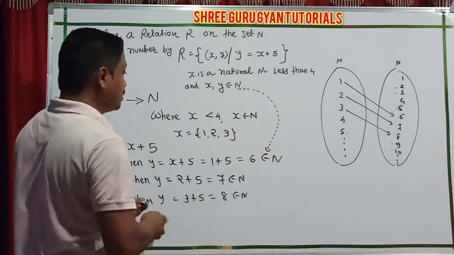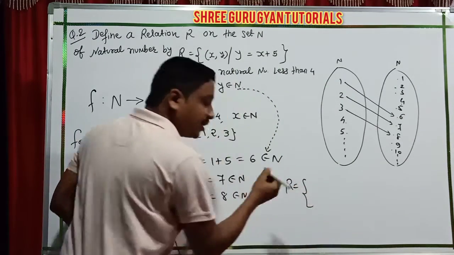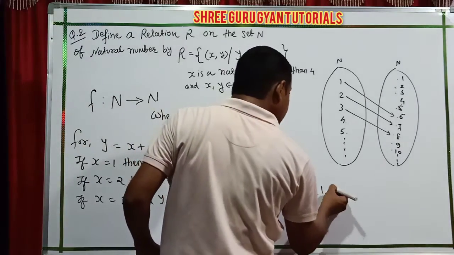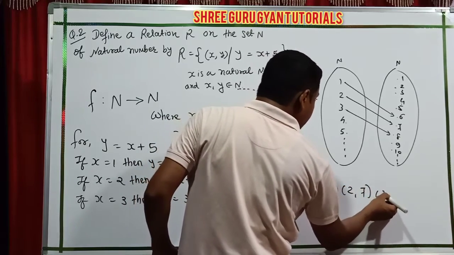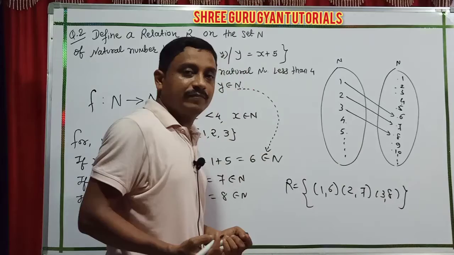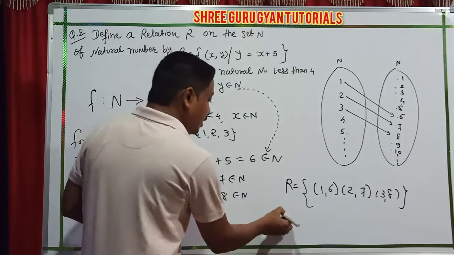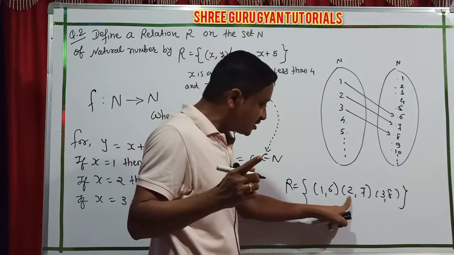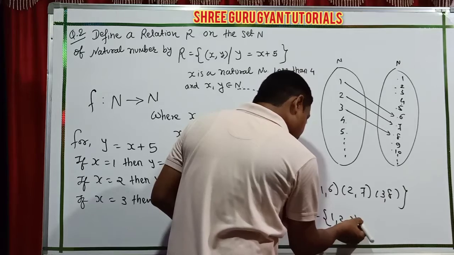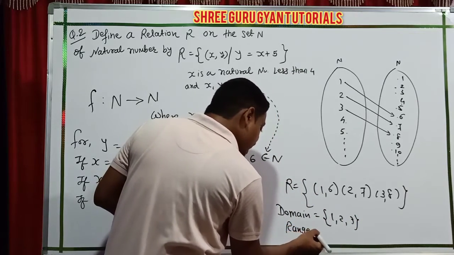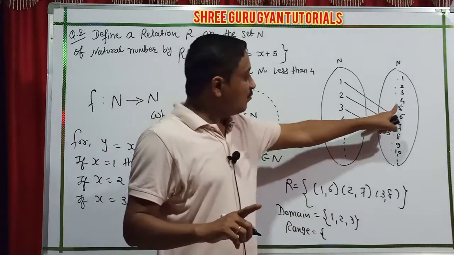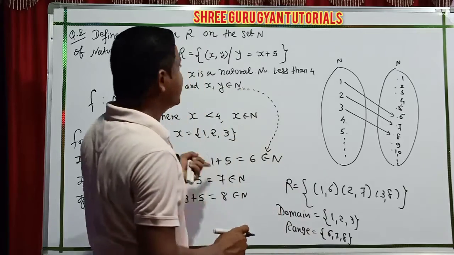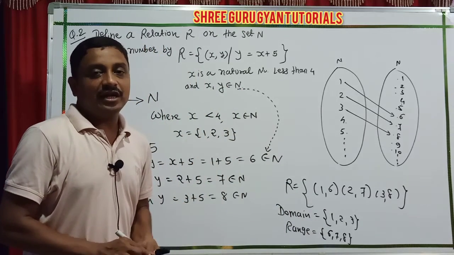So students, you can show this in roster form. In relation R, here x comma y is given. So I am putting here, students, 1 then 6, 2 then 7, and 3 then 8. And we can easily define our domain. Students, for the domain you take the first values: 1, 2, 3. And what is the range? Yes, the range is 6, 7, 8. So finally the domain and range are finished, and this numerical is also done.